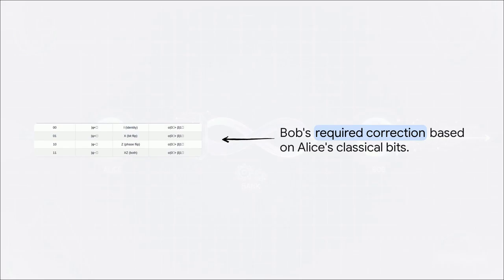See, when Alice made her measurement, she got one of 4 possible 2-bit outcomes, 00, 01, 10, or 11. She has to send those 2 classical bits to Bob. Once Bob receives them, he consults a specific matrix. If he gets 00, he does nothing. If he gets 01, he applies an X gate, which is a bit flip. For 10, he applies a Z phase flip, and for 11, he applies both. By applying this exact correction, Bob perfectly reconstructs Alice's original, super delicate quantum state.